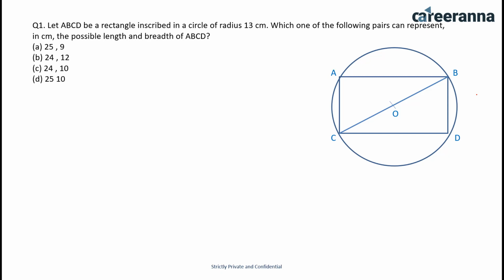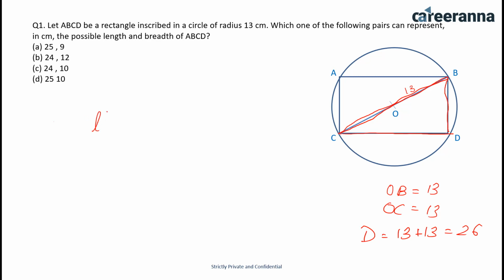So for such questions, it is given to us that the radius of the circle is 13. So I can say OB is equal to 13. This implies OC is also 13. In other words, I can say the diameter of the circle is nothing but 13 plus 13, which is 26. Now this diameter is also the diagonal of this particular rectangle ABCD.